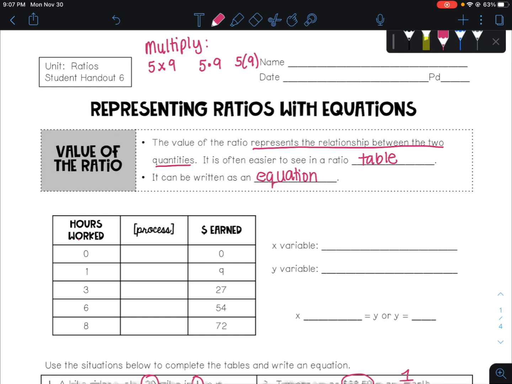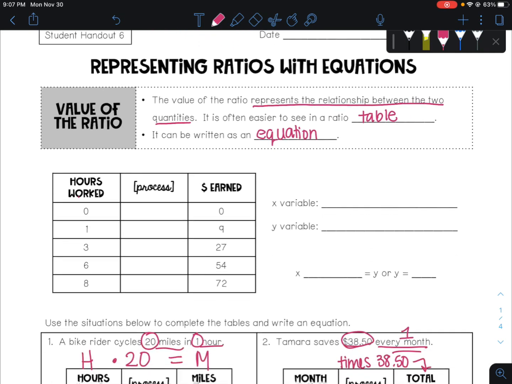And equations are going to be super helpful for us, and we'll talk a lot more about them in the next couple of units. Okay, so check out our situation. We have hours worked turning into money earned. And we want to say, what is the process? How do we get between the hours worked and the money earned? Okay, first entry says 0, 0. I don't know for that one. That's not useful. They're both 0, right?